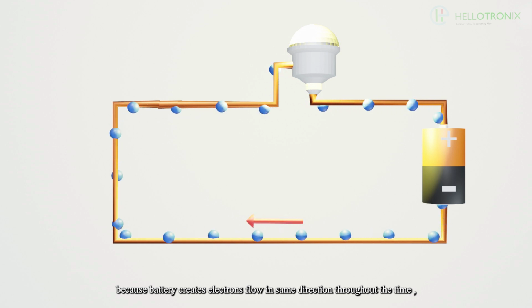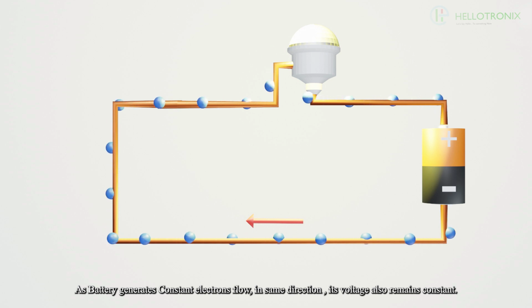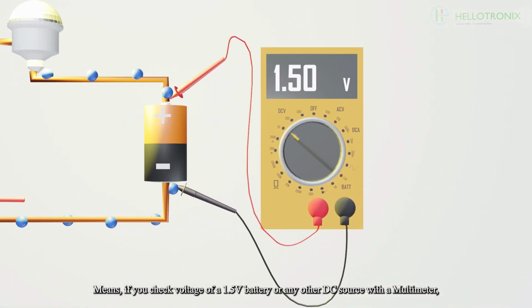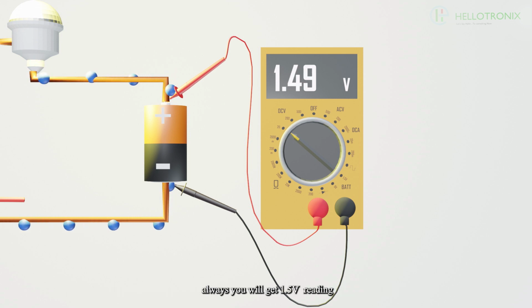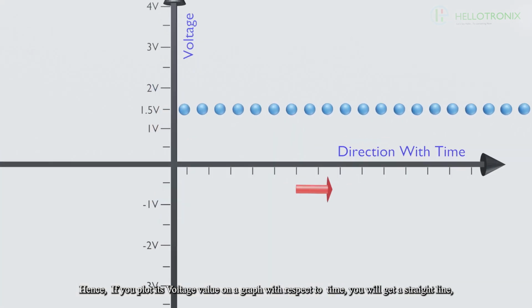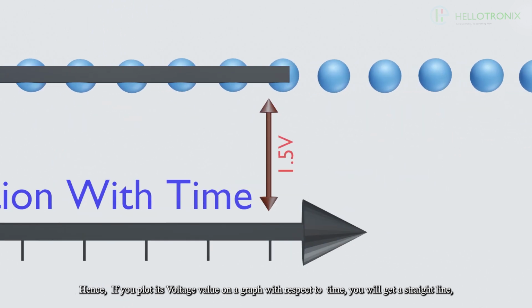As a battery generates constant electron flow in the same direction, its voltage also remains constant. Means if you check the voltage of a 1.5 volt battery or any other DC source with a multimeter, you will always get a 1.5 volt reading. Hence, if you plot its voltage value on a graph with respect to time, you will get a straight line.